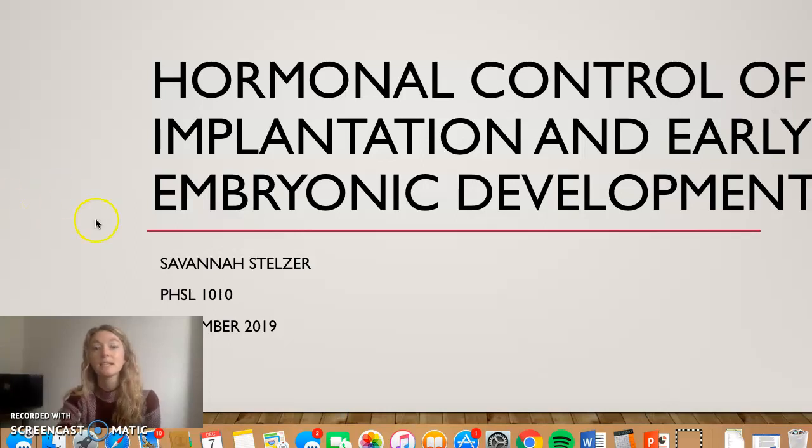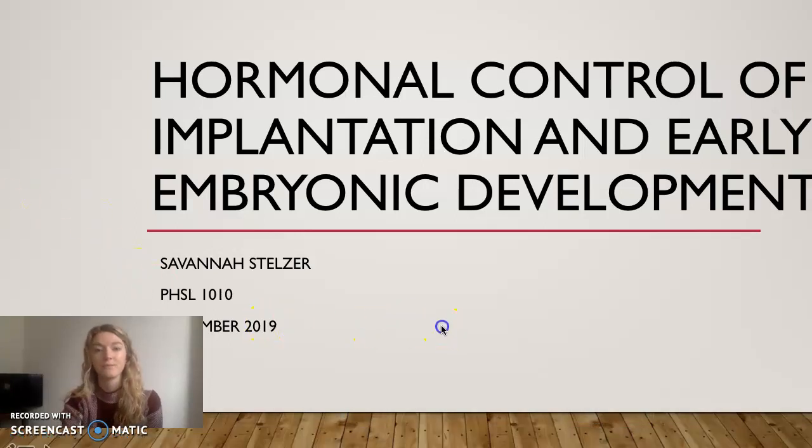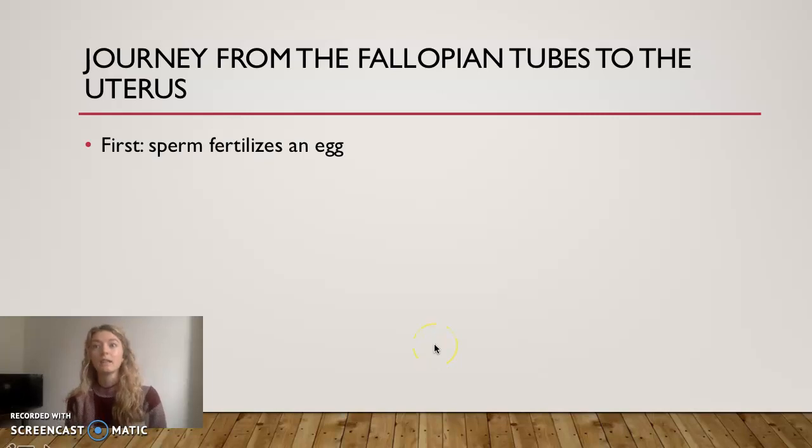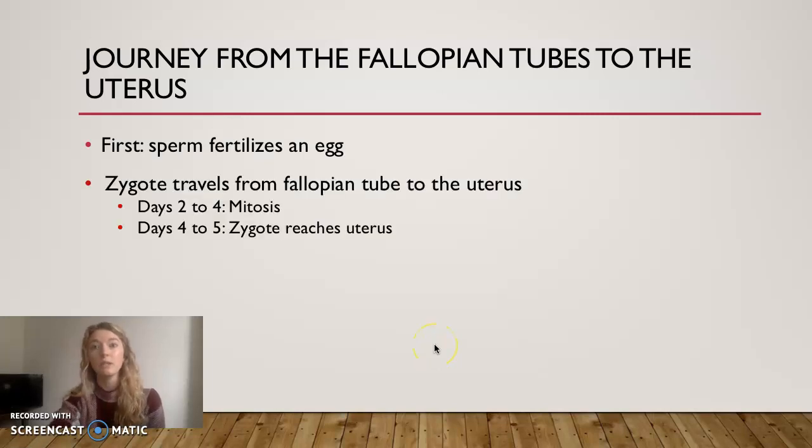Let's begin by discussing the process of implantation. Once an egg is fertilized by a sperm, it becomes what is called a zygote. This zygote begins to travel through the fallopian tube until it eventually reaches the uterus, which is its destination for implantation. While on this journey, the zygote begins the process of mitosis, or cell division. This occurs typically on days 2 through 4 after fertilization. In total, the journey from the fallopian tube to the uterus takes about 4 to 5 days.